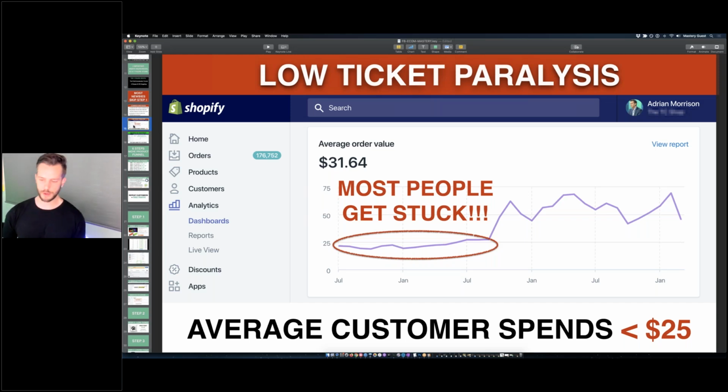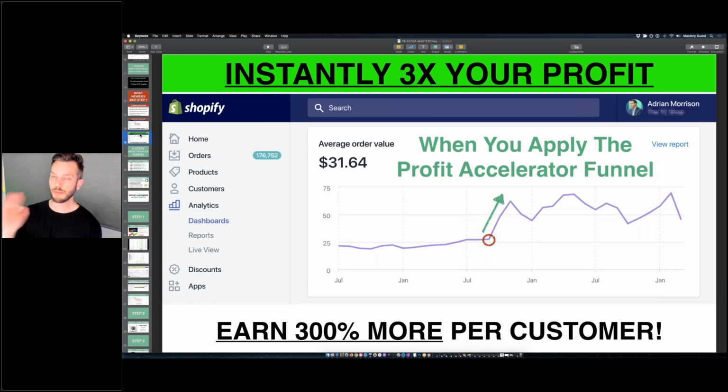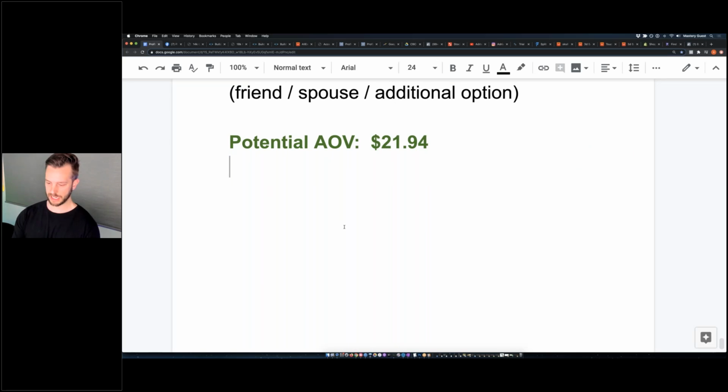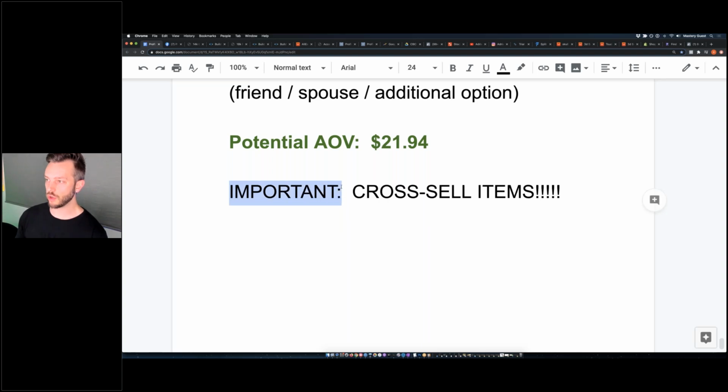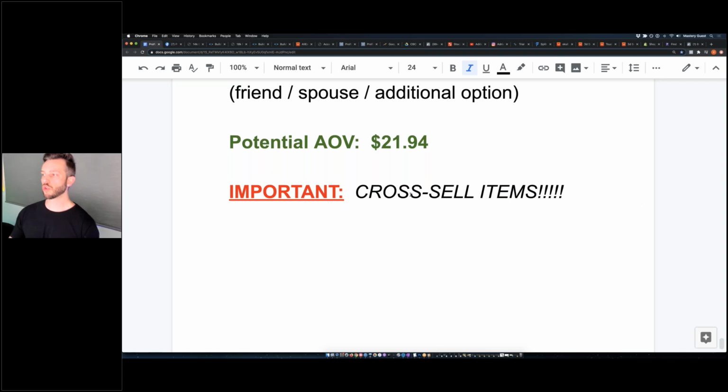Now, what is a cross sell? Let's talk about that, because cross sells and upsells are what got me here, right? That's what got me here, is being able to cross sell products to customers. So let's come back over here to our notes. Okay. And so what we're going to be looking for is cross sell items. You want to look for and find products that work as a complementary item, aka a cross sell, okay?